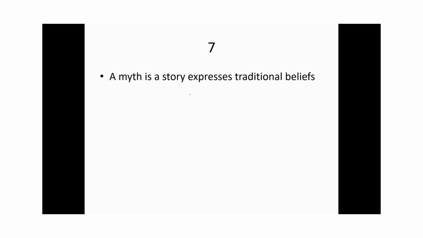Next, a myth is a story expresses traditional beliefs. I have this verb, a myth is, subject verb, but then I have this other verb. So what happened here is someone forgot to put the relative pronoun to make the second part of the sentence an adjective clause. So what I need is either which or that. A myth is a story which expresses traditional beliefs, or a myth is a story that expresses traditional beliefs.